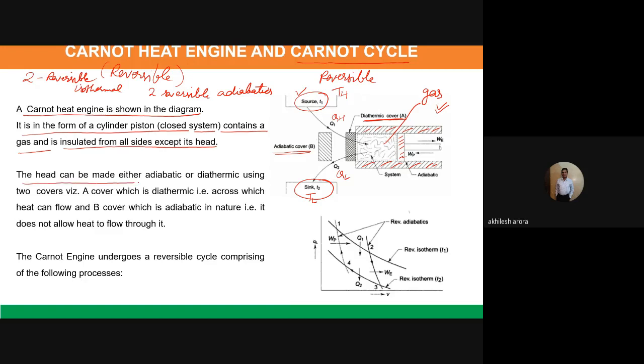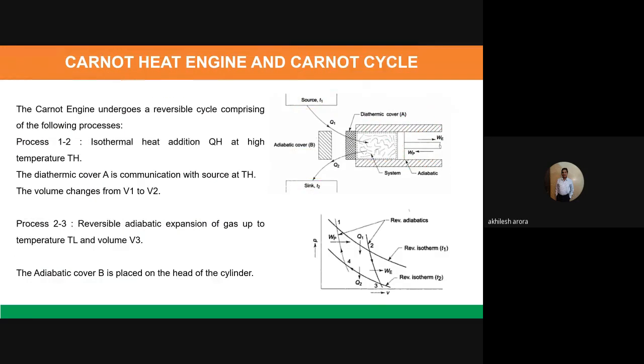Now, let us read it here. The head can be made either adiabatic or diathermic using two covers, that is cover A, which is diathermic, that is across which the heat can flow, and cover B, which is adiabatic in nature, that is it does not allow heat to flow through it. The Carnot engine undergoes a reversible cycle comprising the following four processes. Now let us see what are these four processes. The first process is process 1 to 2. It is the isothermal heat addition QH at high temperature TH.